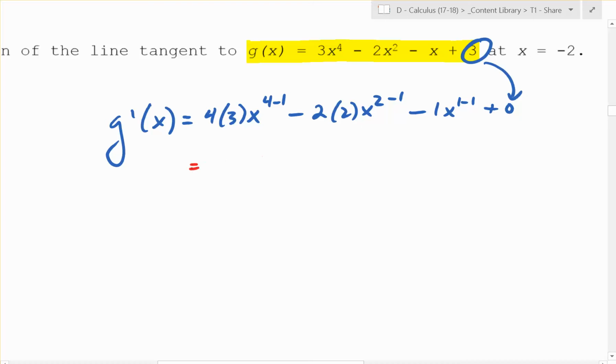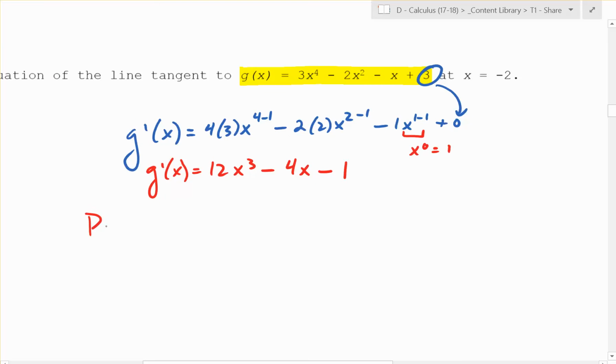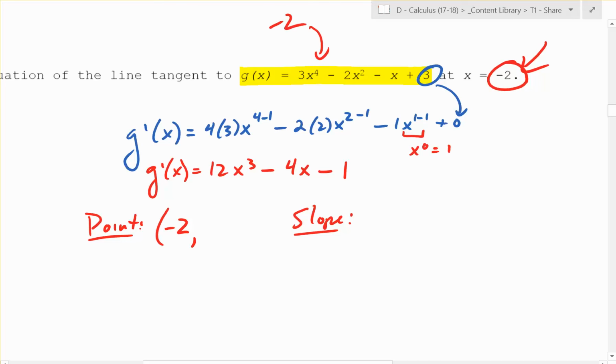So when you do this out, you end up with 12x cubed minus 4x minus 1, because this is x to the 0, which is 1. So now we know that the derivative is 12x cubed minus 4x minus 1. So again, we need a point and a slope, and the point is happening at x equals negative 2, right there. So we need to plug negative 2 into there. And if you do that, you're doing g of negative 2, and that turns out to be 45.